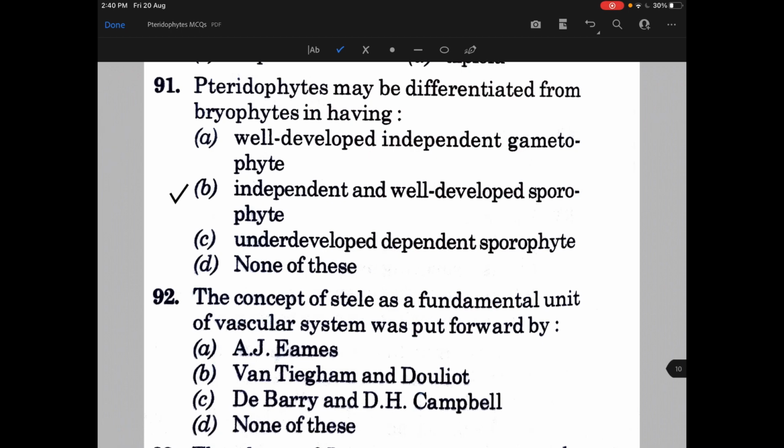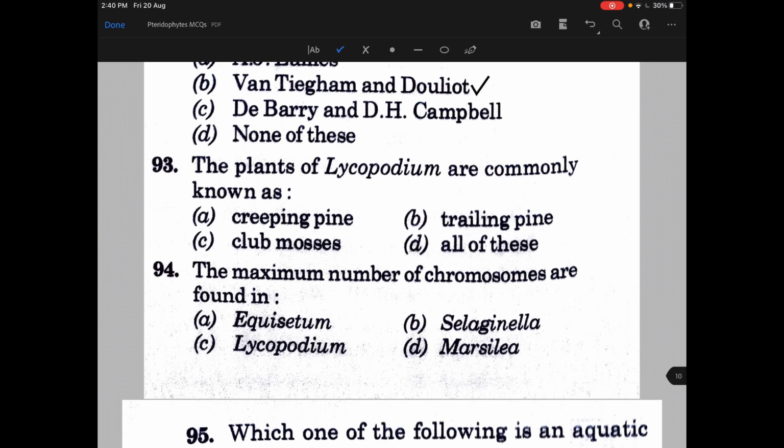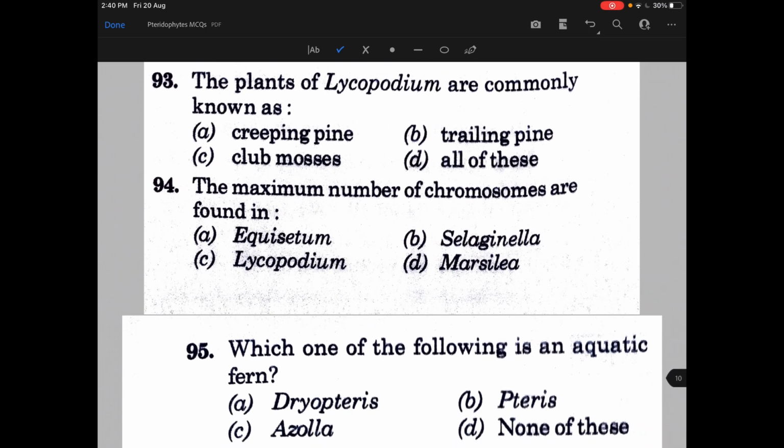The concept of stele as a fundamental unit of a vascular system was put forward by dash, and the answer is B, that is Van Tieghem and Douliot. Next, the plants of Lycopodium are commonly known as dash. The answer to this is D, that is all of these. The maximum number of chromosomes are found in dash, and the answer is A, that is Equisetum.